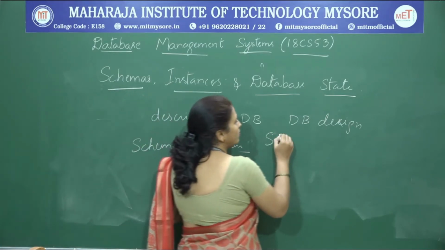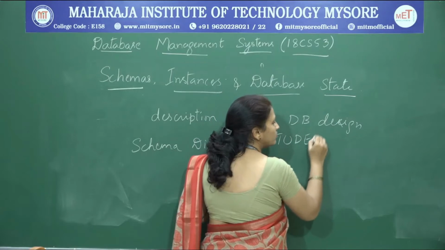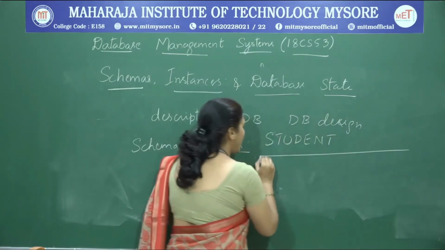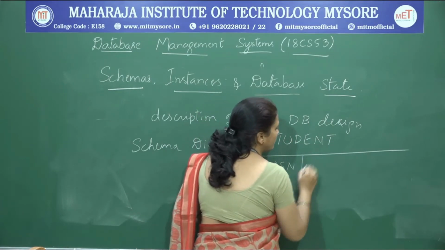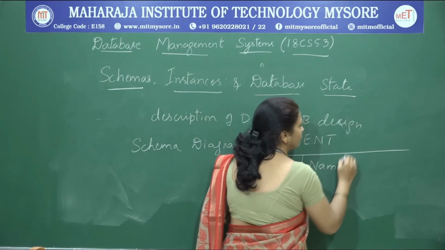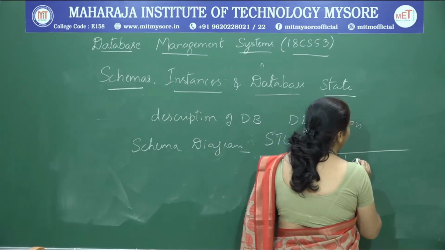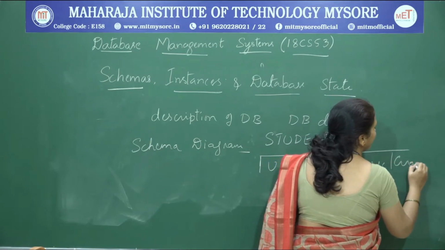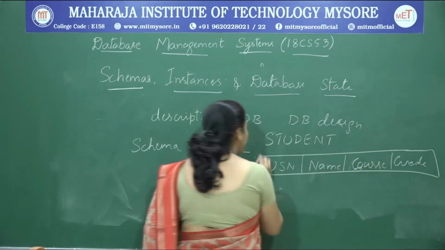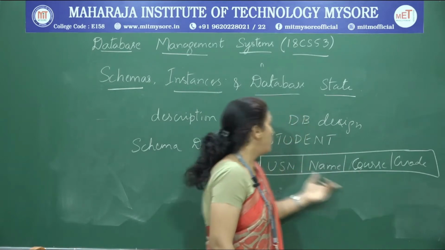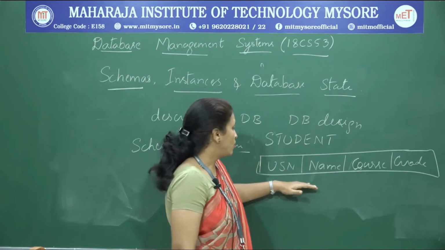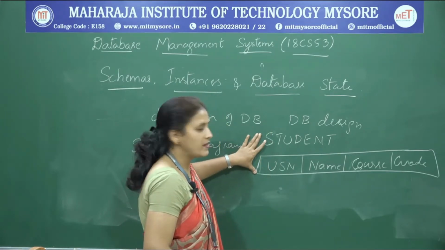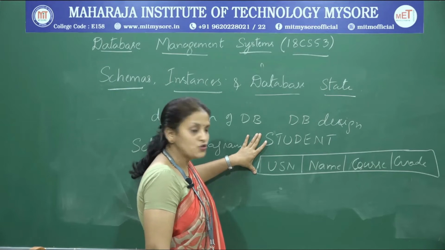For example, if we have a student, he will be having his USN, name, his branch or course, his grade, etc. All these pieces of information about the student need to be stored. So, we are writing the schema of a student. This is called the schema diagram of a student.